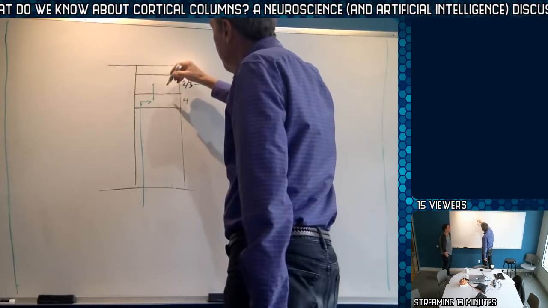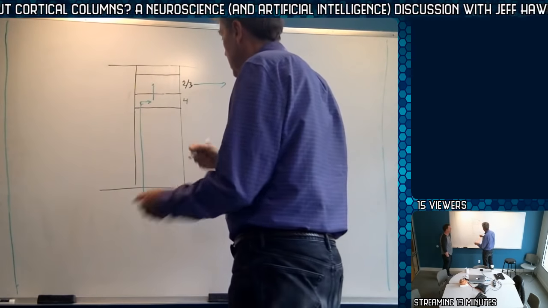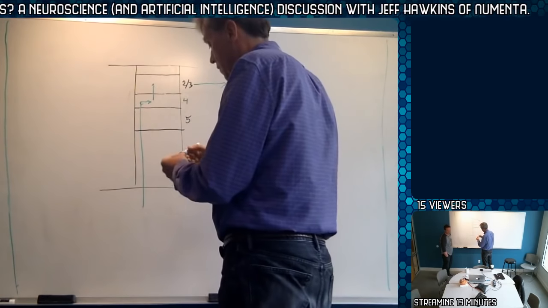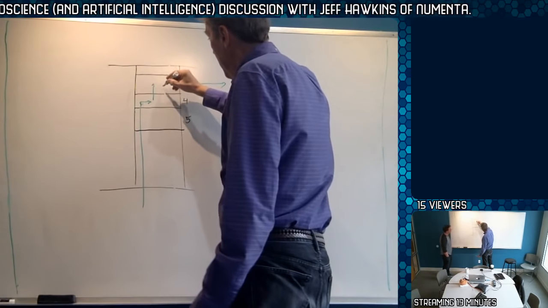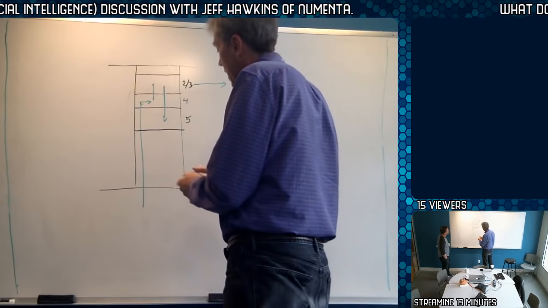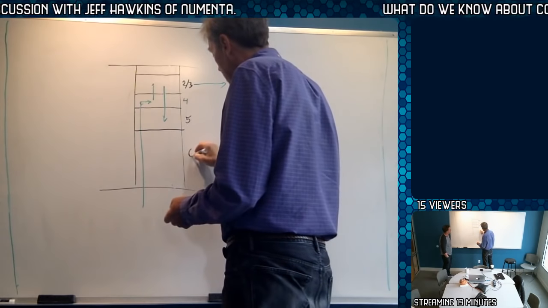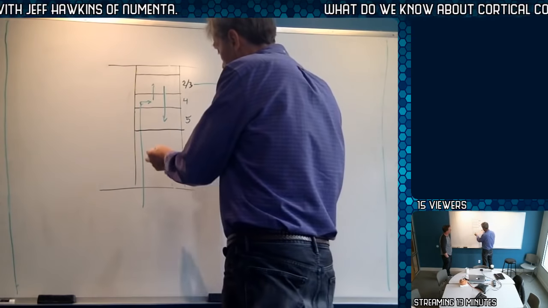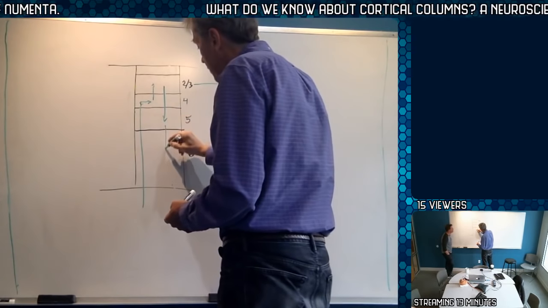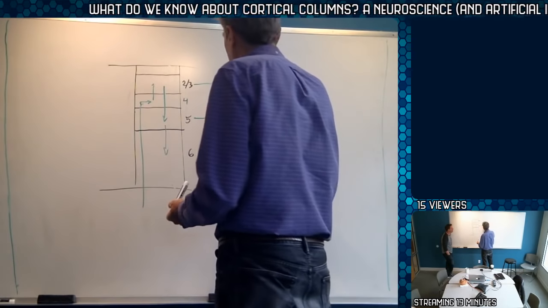But then the classic view is that layer 2-3 also projects, I probably didn't draw this very well, to layer 5. So now the information goes down to layer 5. And then layer 6, in the classic view, they don't really think about it too much because it's so hard to look at. They didn't know what it did. So presumably it goes down to layer 6. And another output of the column is layer 5.